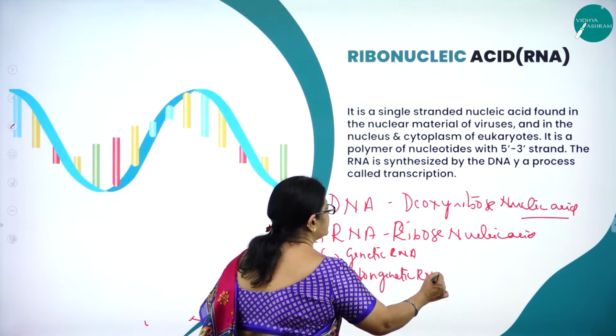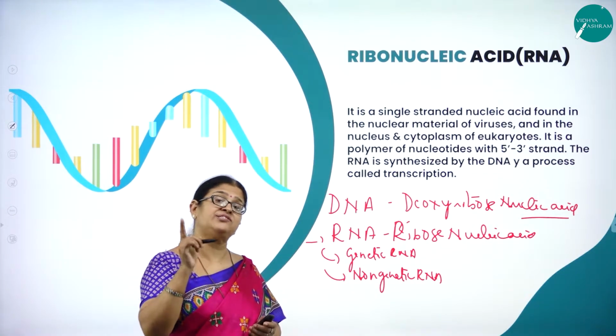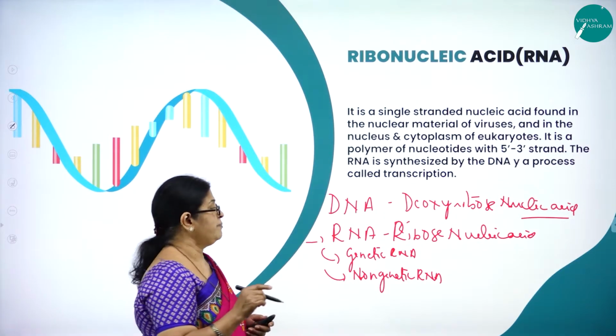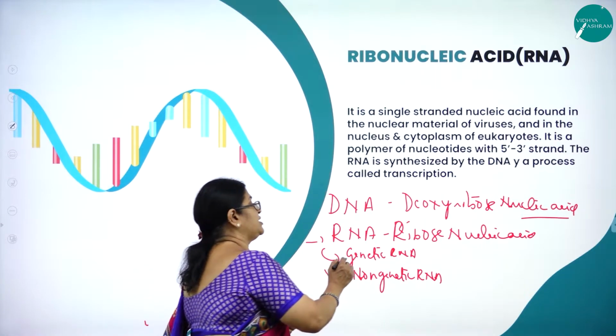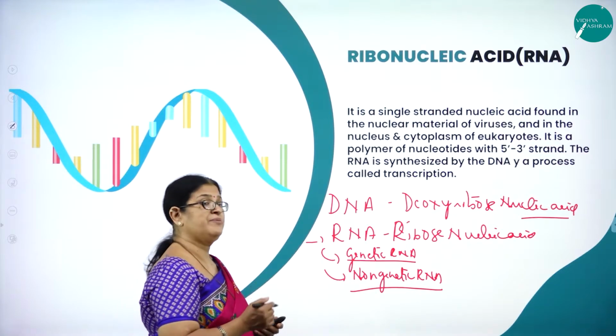Non-genetic RNA. DNA always exists in one form, as genetic material. Its job is always to act as genetic material. But RNA exists in two forms. One is called genetic RNA, the other is called non-genetic RNA. So, what do we mean by genetic RNA?